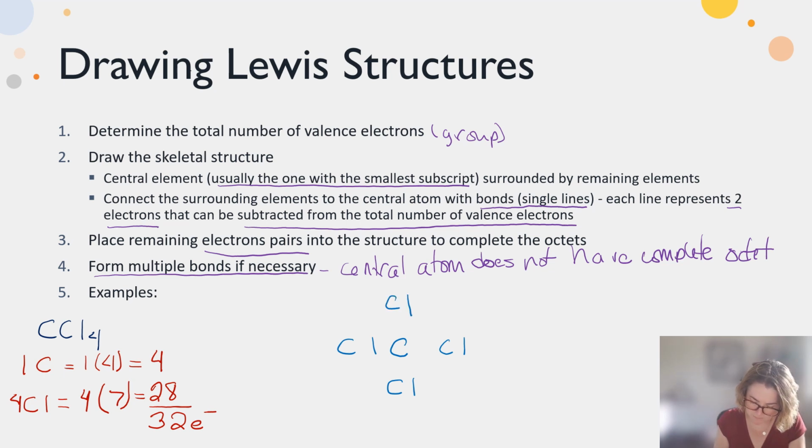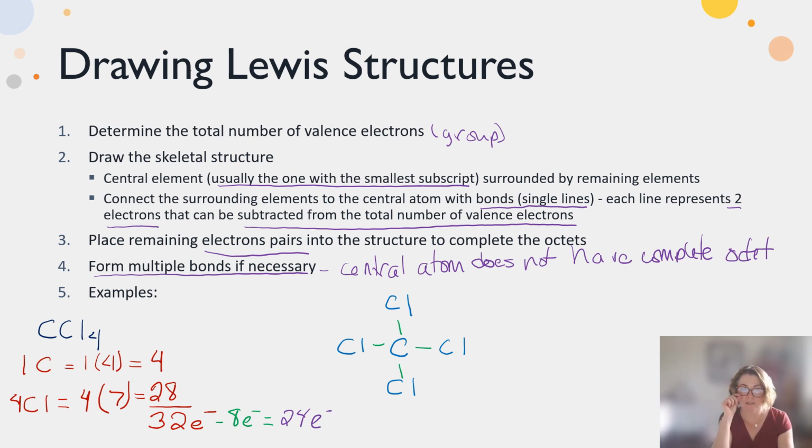with chlorine atoms. Next, I need to connect those elements to the central atom with single lines or bonds. My bonds are going in here in green. And remember that each bond represents 2 electrons, so I have used 8 electrons, 2 for each of the bonds. And I'm going to subtract them from the total number of valence electrons. So I'm going to subtract my 8 electrons from the bonds. That's going to give me 24 electrons that are left over that I have to put into my structure.